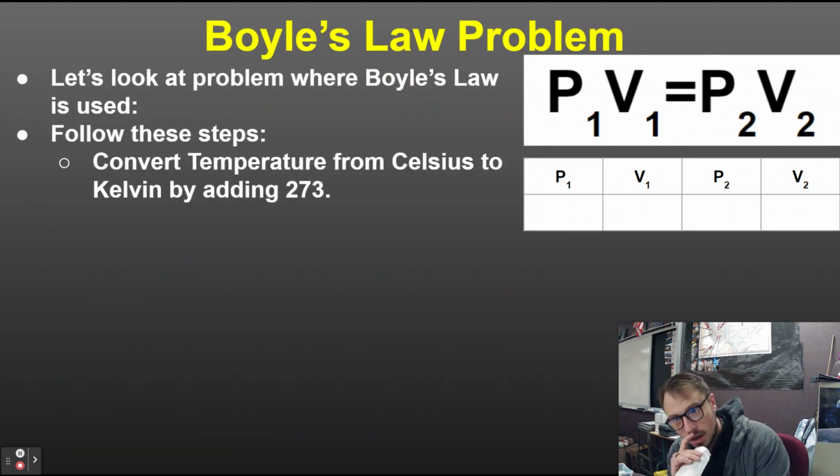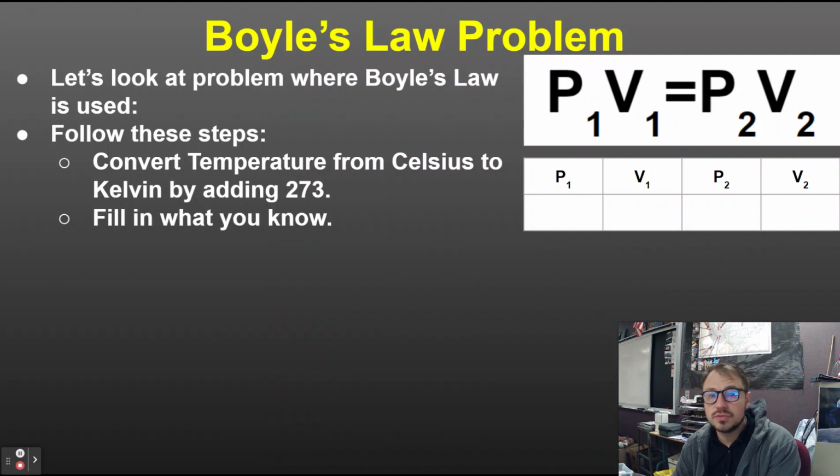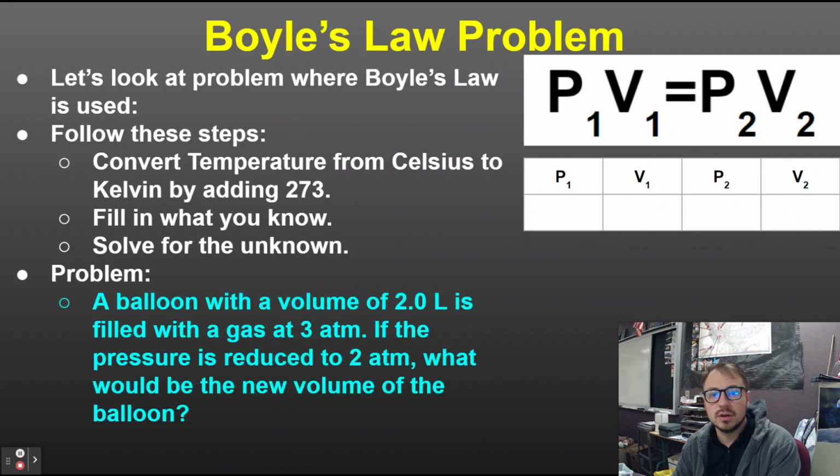So follow these steps. First, you convert temperature from Celsius to Kelvin by adding 273. We don't need to worry about that because we don't have any temperature in this equation. Just fill in what you know, solve for the unknown. So this is a problem that you can have with Boyle's law. A balloon with a volume of 2 liters is filled with a gas of 3 atmospheres. If the pressure is reduced to 2 atmospheres, what would the new volume of the balloon be? So the answer is going to be 3 liters, but here's how I got this.